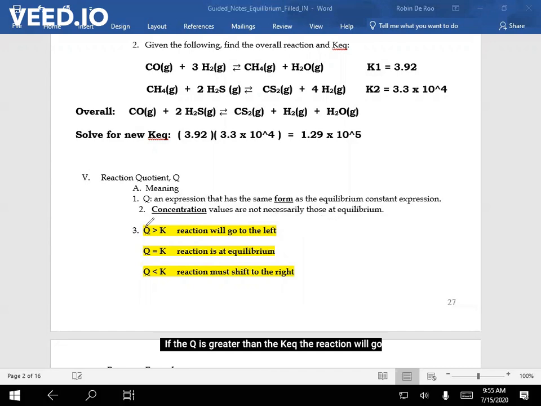If the Q is greater than the KEQ, the reaction will go to the left. If the Q equals the KEQ, the reaction is at equilibrium. If the Q is less than K, the reaction must shift to the right.